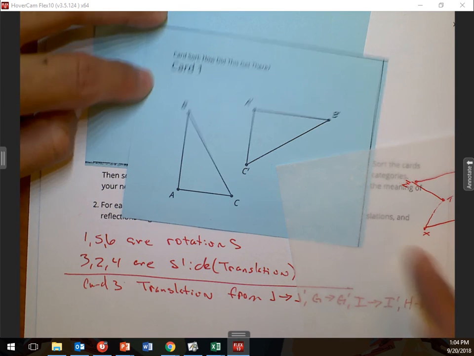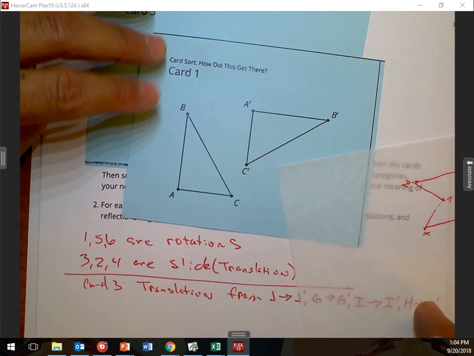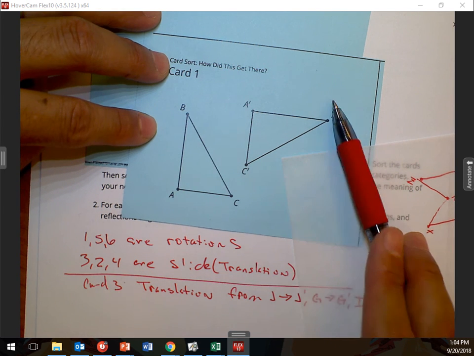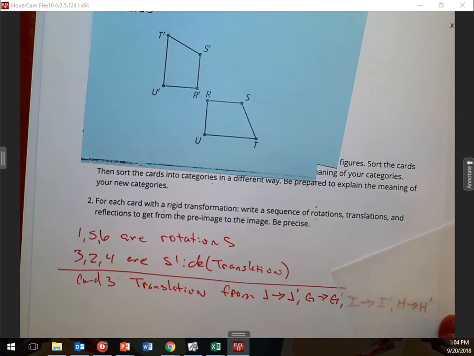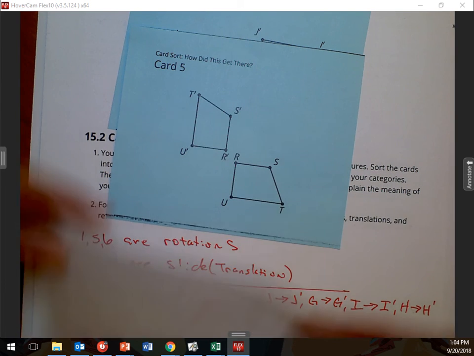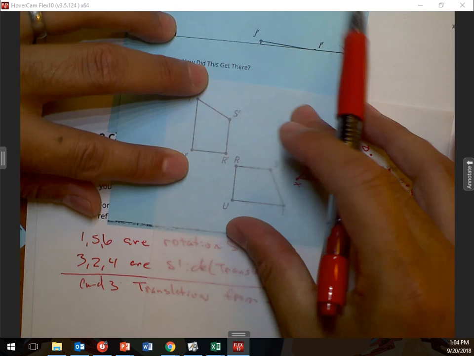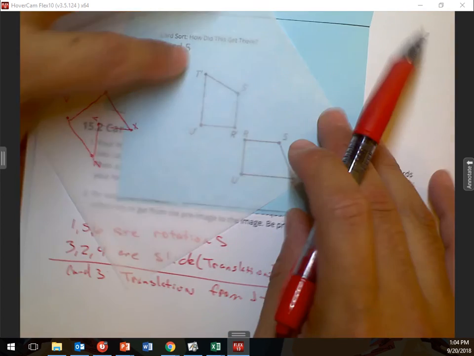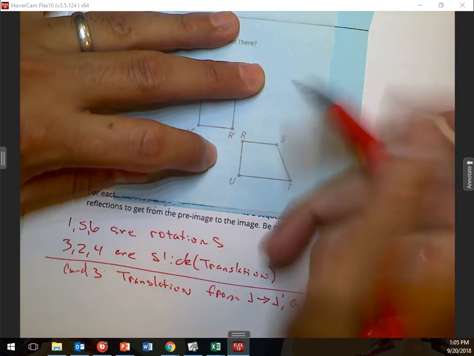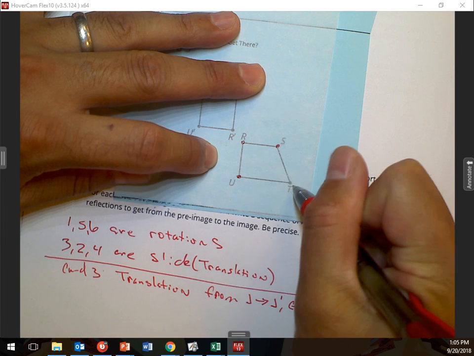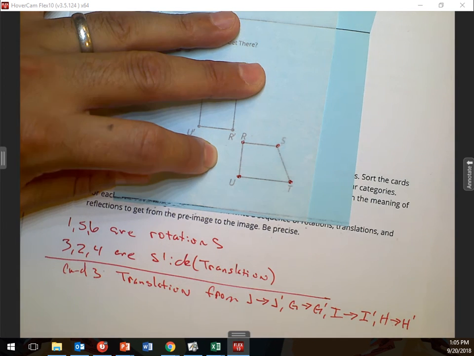What is card 1? Rotation again, right? So it's A to A prime, B to B prime, C to C prime. Card 5. Is it a rotation or a flip? Nope. Is it a flip? Is it confusing? Class, class. Yes, yes.